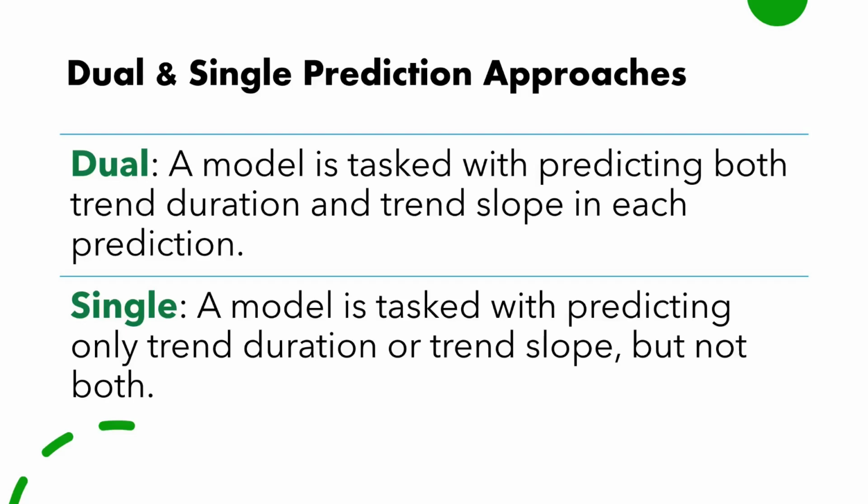We also wanted to test if there was an improvement in performance if you use what we refer to here as a single prediction approach. The difference here is that with the single prediction approach, we only predict one component of the upcoming trend, so either a model will be trained to predict duration or slope, but not both. So when using a single prediction approach, you will need to use 2 DNNs to make a prediction.